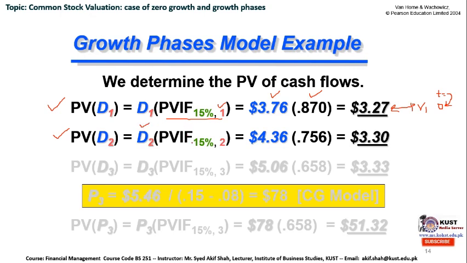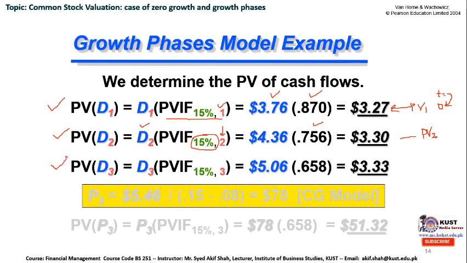Then we have done the same procedure for discounting D2 this time. We have to go to the present value interest factor table, where we look for the 15% discount rate. In row number 2, the factor is 0.756, and the present value for D2 is 3.30 under the discount rate of 15%.